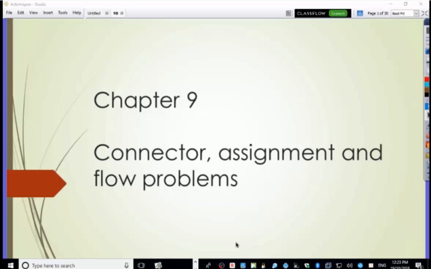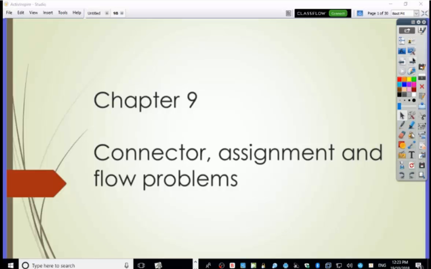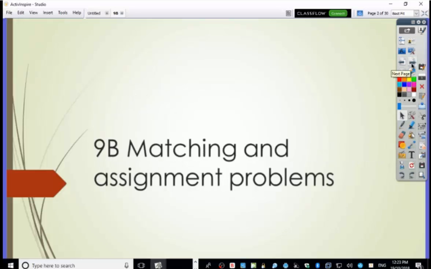So you know what we're doing. We know we're doing connector and assignment problems.